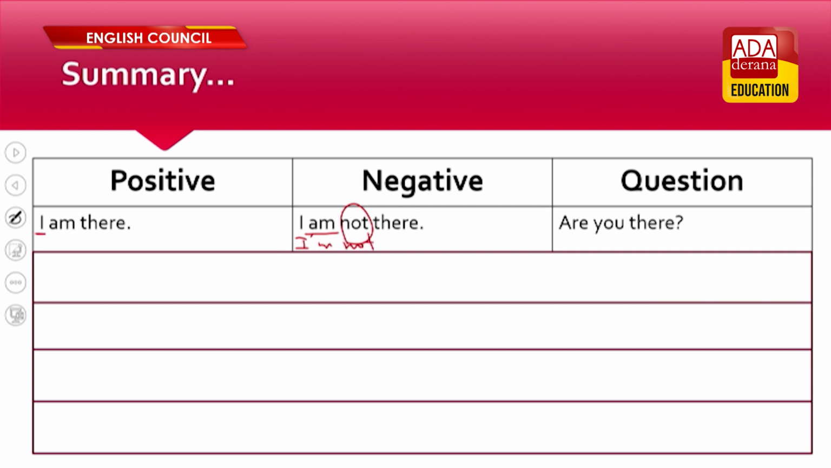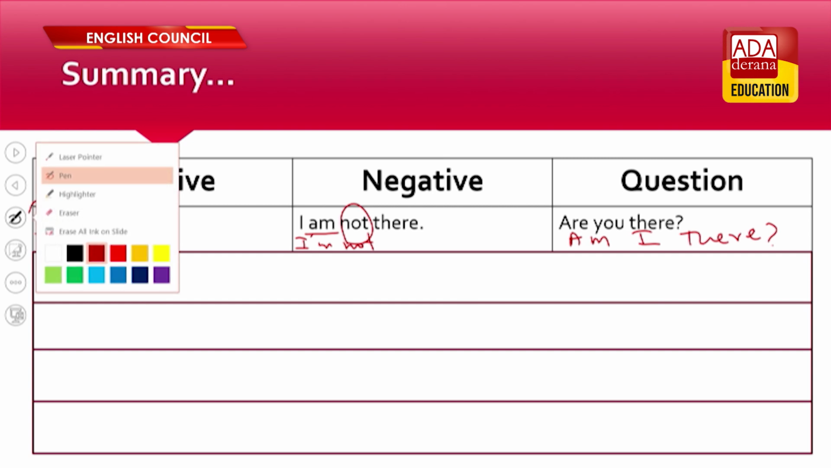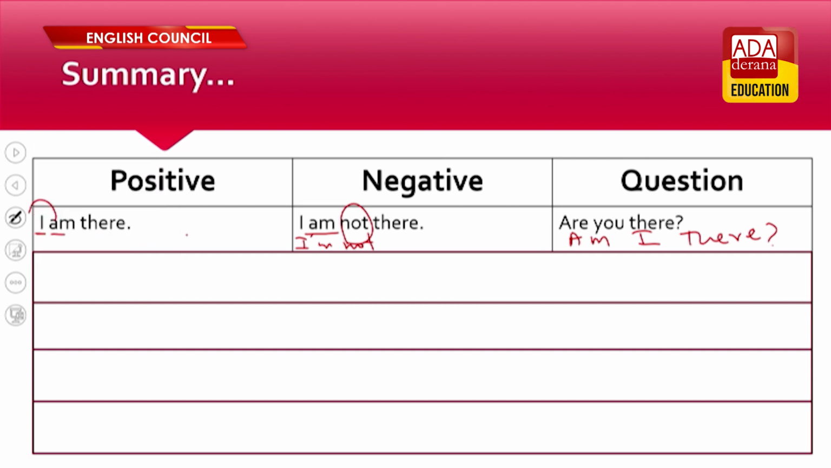And how to construct the question? It's not are you there, but it is am I there? That is the correct question. If we ask someone this, it is am I there? Because you take the be verb in front and you construct the question with am. You start the question with am. You start it with a be verb.